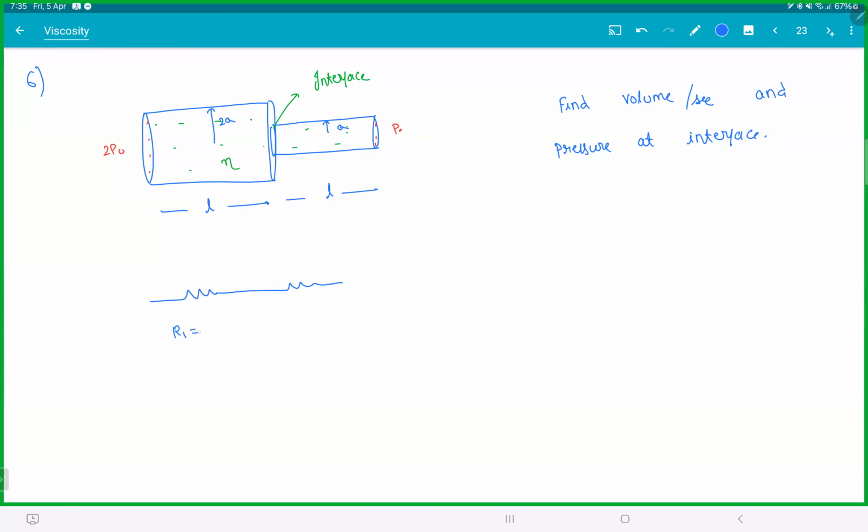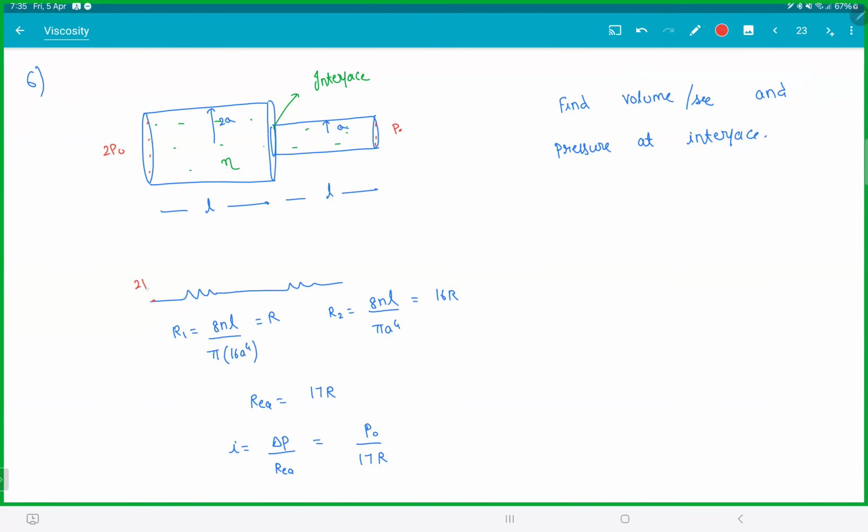So let's call this guy R1, which is 8 eta L by pi a power 4, is 16 a power 4. R2 is 8 eta L by pi a power 4. Now for simplicity, if I call this guy R, this guy will be 16R, isn't it? Keeps my life simple. So R equivalent is 17R. So the volume flow is the pressure difference by R equivalent. I can use it like current, which is nothing but 2P naught minus P naught by 17R. That's your volume flow. You can substitute the value of R.